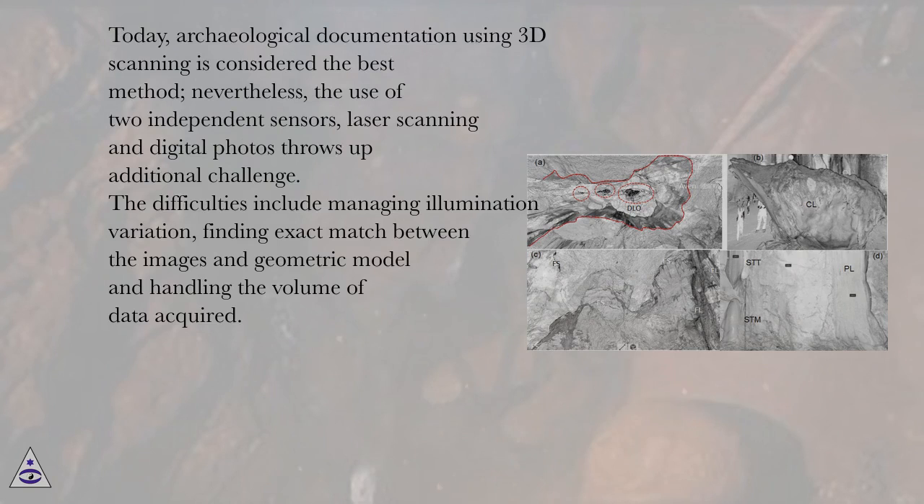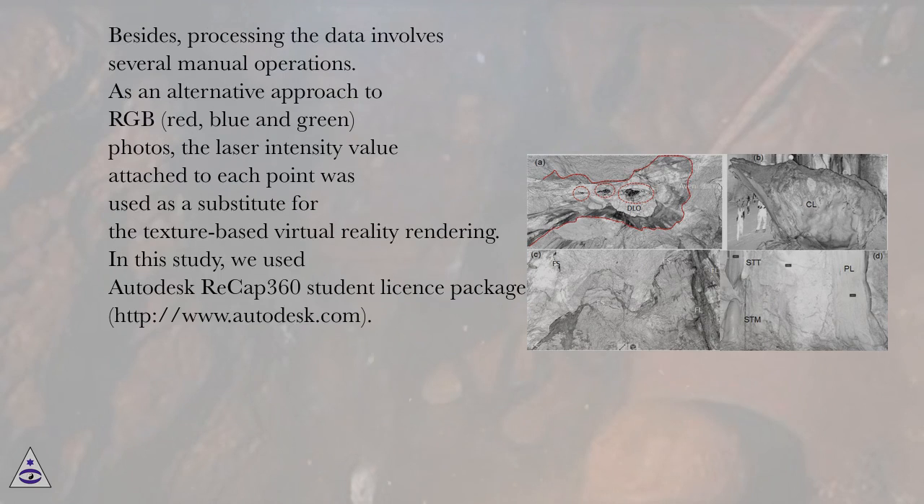Today, archaeological documentation using 3D scanning is considered the best method. Nevertheless, the use of two independent sensors, laser scanning and digital photos, throws up additional challenges. The difficulties include managing illumination variation, finding an exact match between the images and the geometric model, and handling the volume of data acquired. Besides, processing the data involves several manual operations. As an alternative approach to RGB (red, green and blue) photos, the laser intensity value attached to each point was used as a substitute for the texture-based virtual reality rendering.